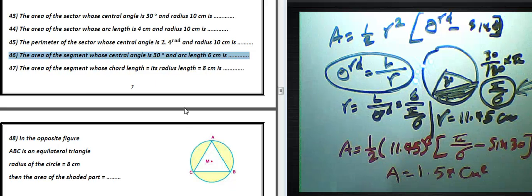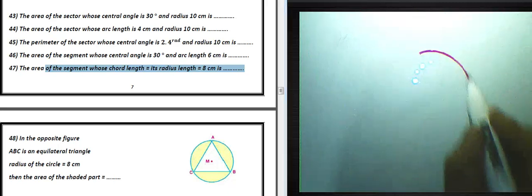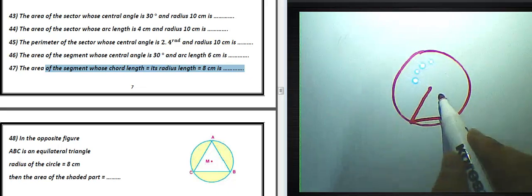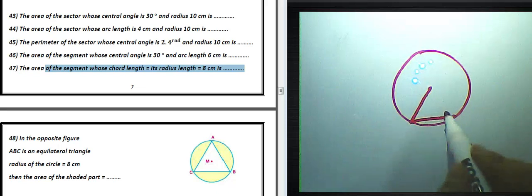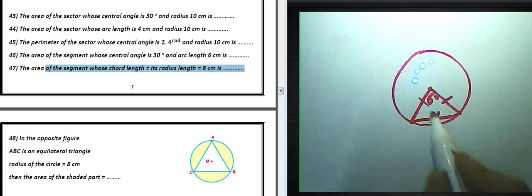Question 47, it's the last one for me. In the next video I will complete with you, my students. Don't worry, I will complete all the questions in the next video. The area of the segment whose chord length equals its radius length equals 8 centimeters is. We know the radius equals the chord. Look here, if we draw this side equal to this side, this chord equals the radius. It means it will be an equilateral triangle, so the angle here equals 60 degrees.